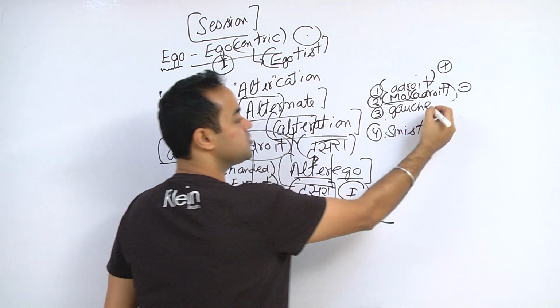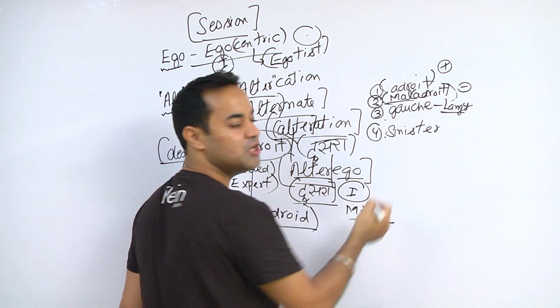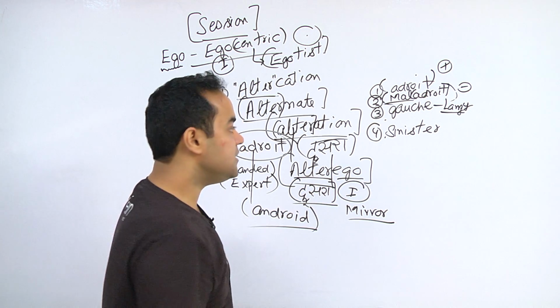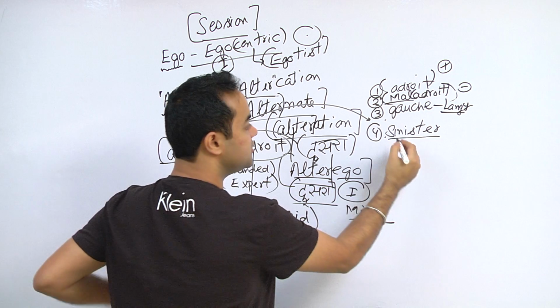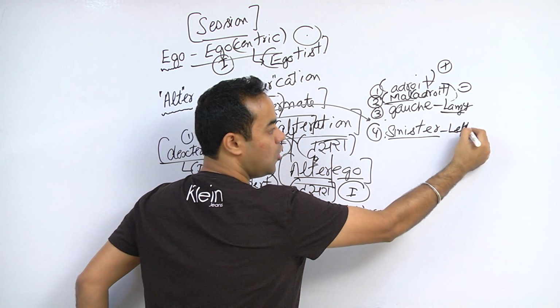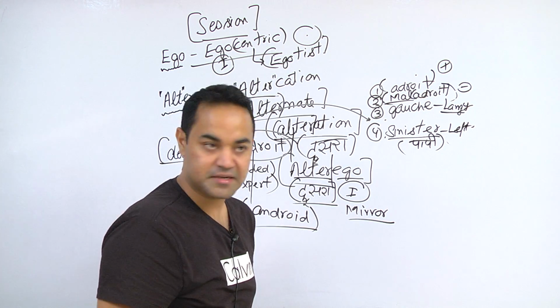The next word is gauche. Gauche means lazy or clumsy. Sinister. Sinister is a direct opposite of dexterous, which means left-handedness, or in Hindi if I have to write it, poppy. Sinister, left-handedness or poppy.